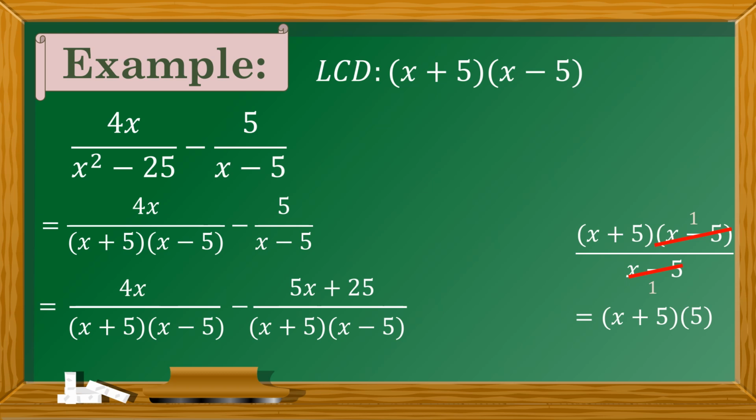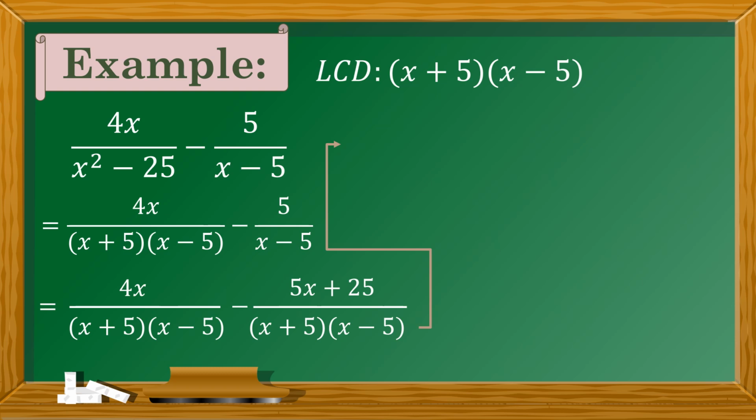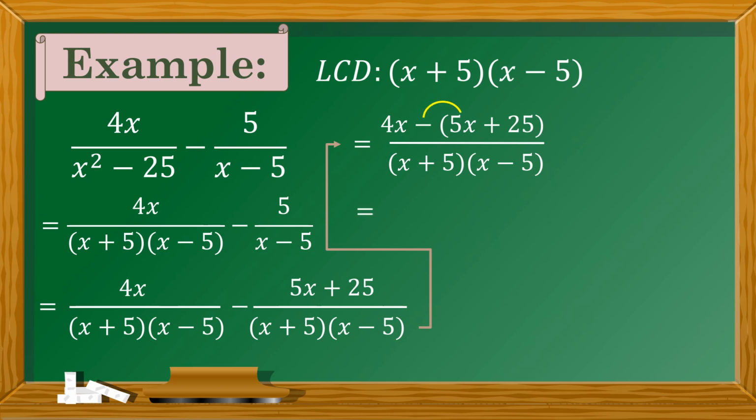Now we can subtract the numerators. So that will be 4x minus the quantity 5x plus 25. Since we are subtracting more than one term, we have to put the terms inside parentheses, because multiplying a negative times positive 5x will be negative 5x. Then multiplying negative times positive 25 will be negative 25. Okay, over the LCD, which is the quantity x plus 5 times the quantity x minus 5.